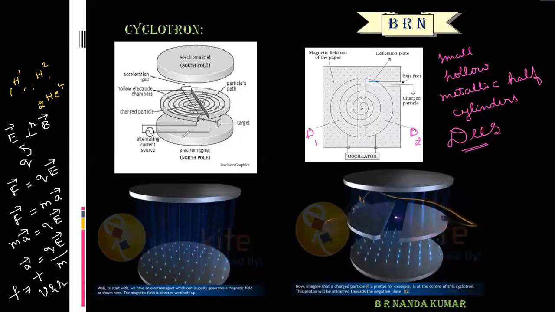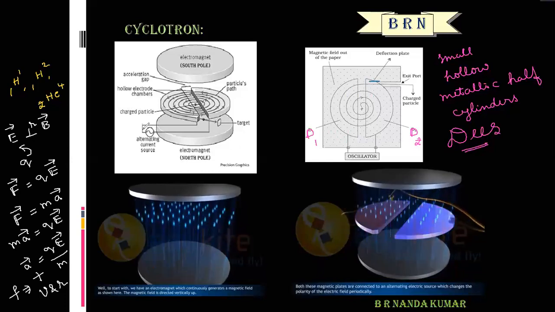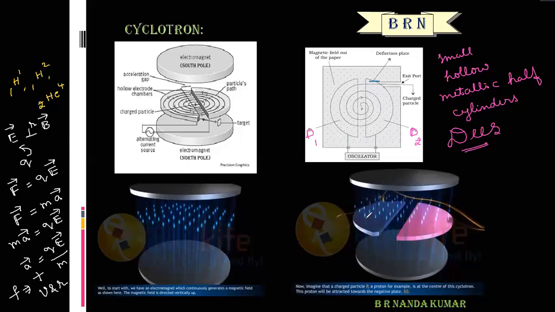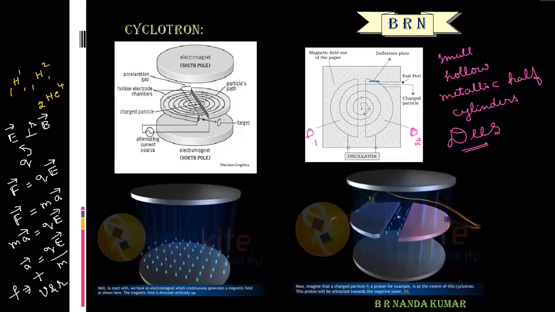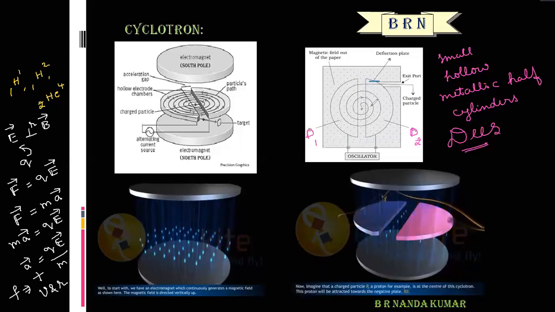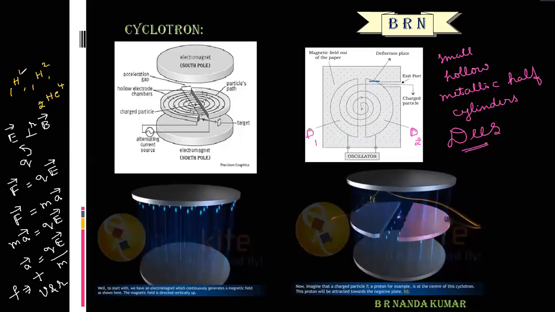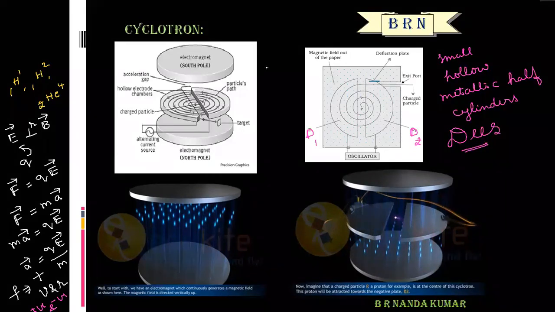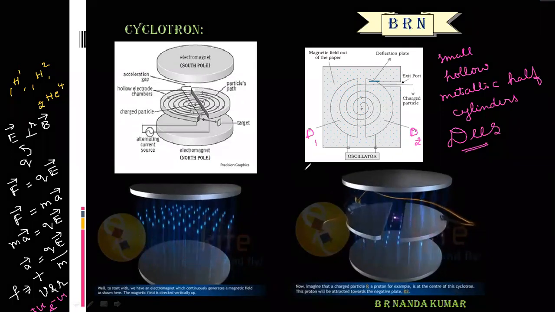After that, the D's are connected to a source of high frequency alternating voltage, which changes the polarity of the D's for every half cycle. That means for every half rotation of the charged particle in the presence of the perpendicular uniform magnetic field, the polarity of these, positive and negative, plus and minus, will change. For every half cycle, the polarity reverses.